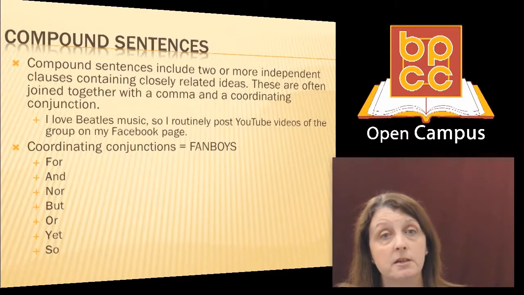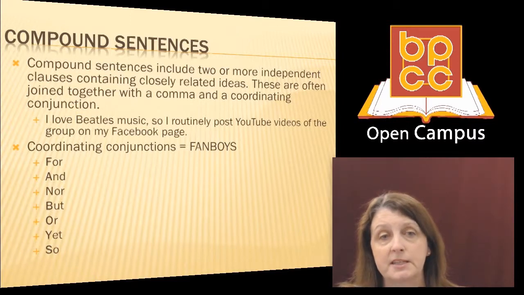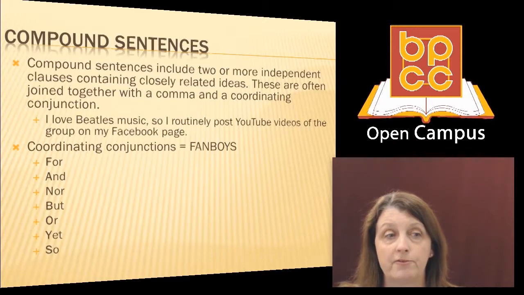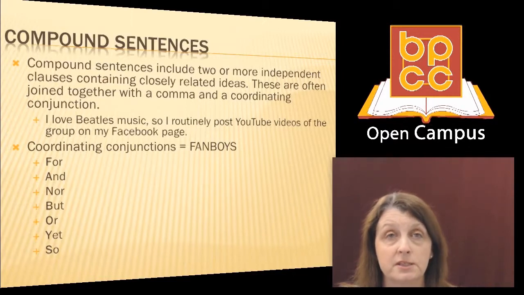There are 7 coordinating conjunctions. You can call them the fanboys. It's an acronym that stands for the following: for, and, nor, but, or, yet, so. And you can see the 7 beginning letters of each word. For, and, nor, but, or, yet, so. If you can memorize these 7 words, this will help you solve a multitude of grammatical problems.